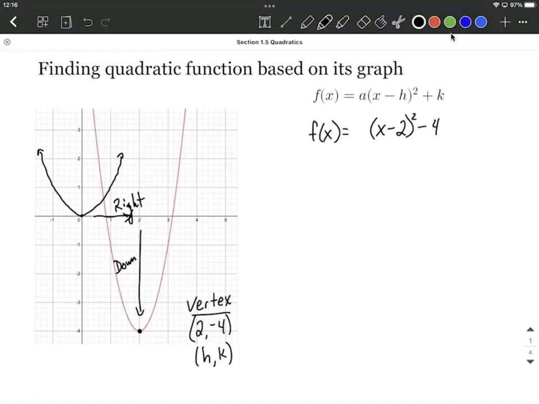And then we want to move everything down 4, so I would want to subtract 4 from the entire function. Now what we haven't taken into account is there could be a stretch or a compression, there could be a scalar multiple out in front here. So I'm going to leave an a hanging out in front for the time being.